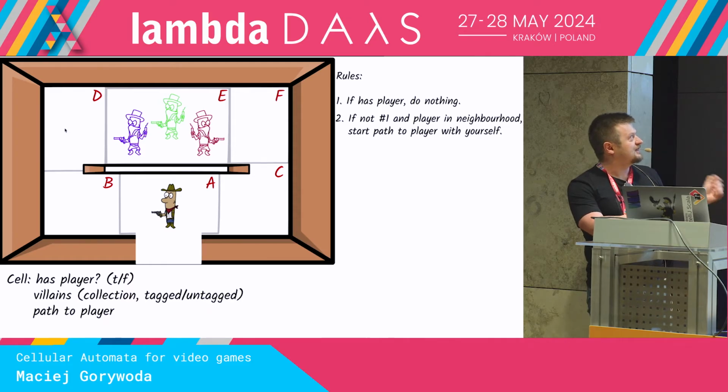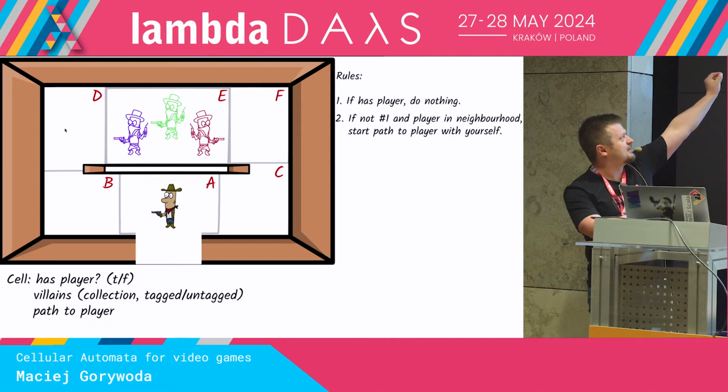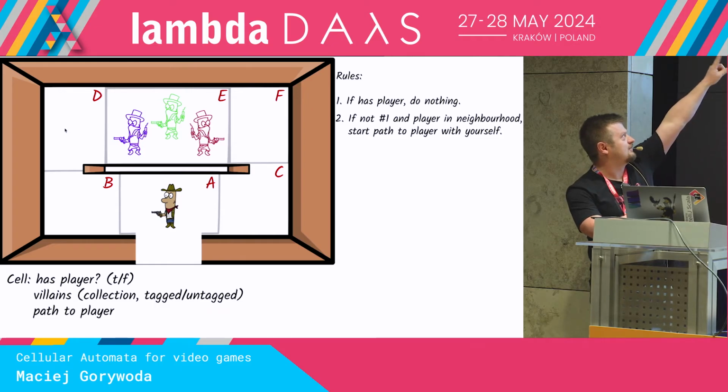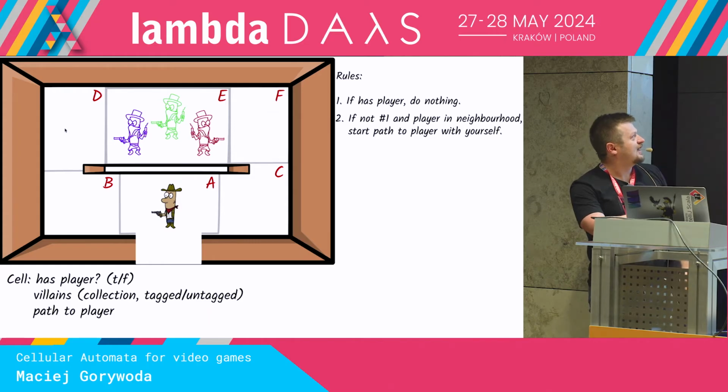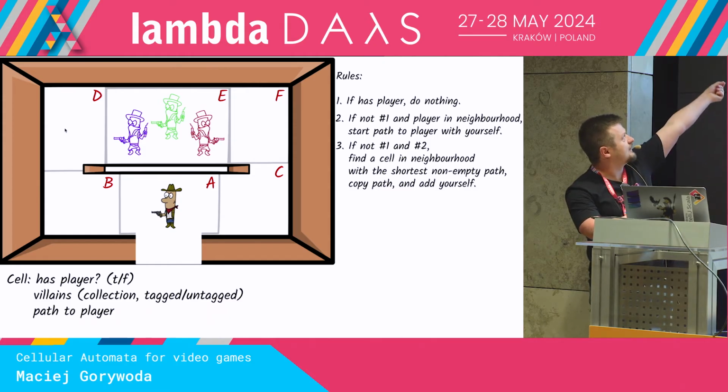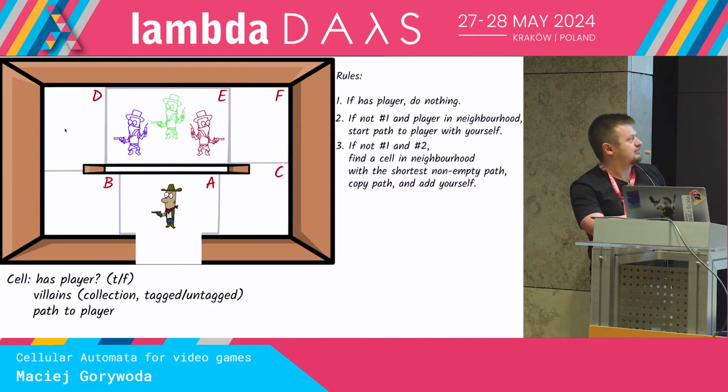So in this case, we start to create a path. We say, okay, cell B is a good place to shoot at the player. We set a path that the villain can use to go to that place. And then, if we have a cell like D that is not next to the player, but is next to a cell that has a path to the player, so cell B has a path to A, then we take that path, we add our cell, D, and that's done.